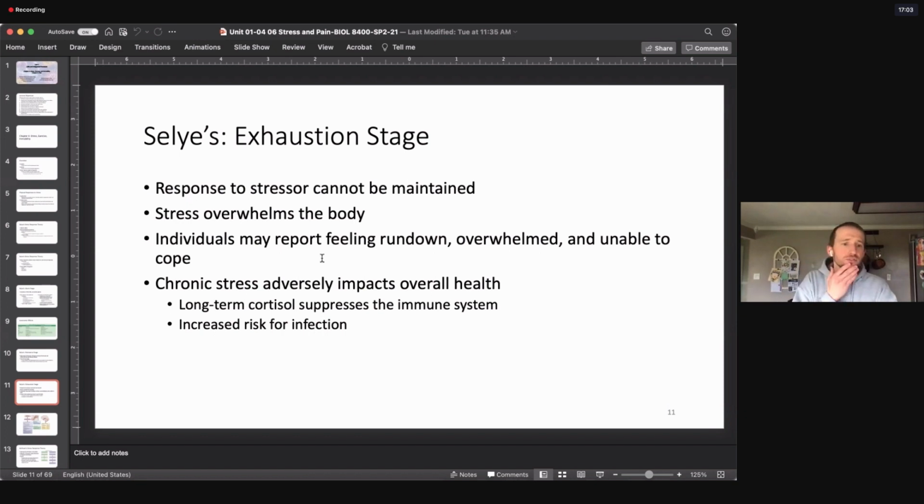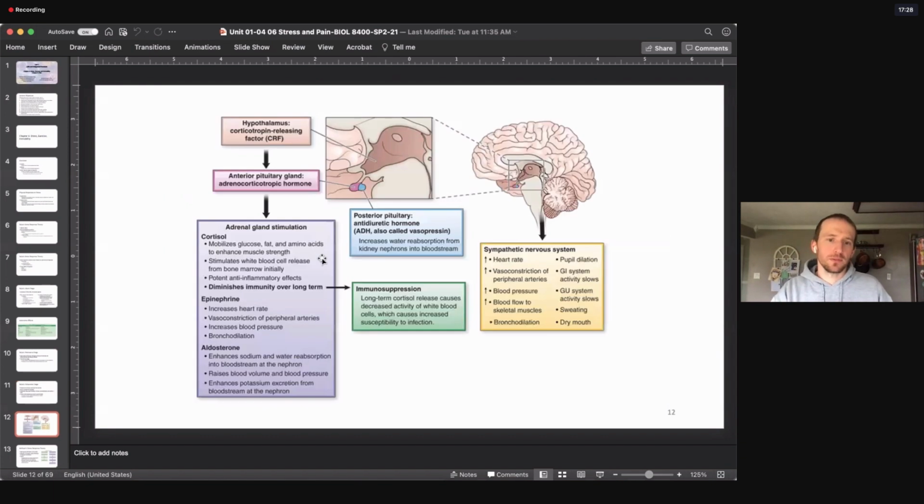Long-term chronic stress means long-term secretion of cortisol, which is immunosuppressive. Right? It's a steroidal hormone, and especially on T cells, it's good at telling them to stop. Together with that, people who are chronically stressed, and this is just immune centric at the moment, are also at risk for increased infections because their immune system is going to become suppressed.